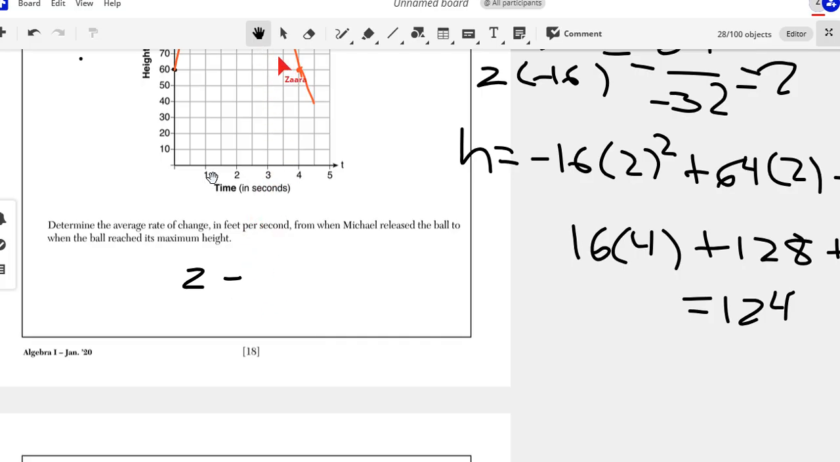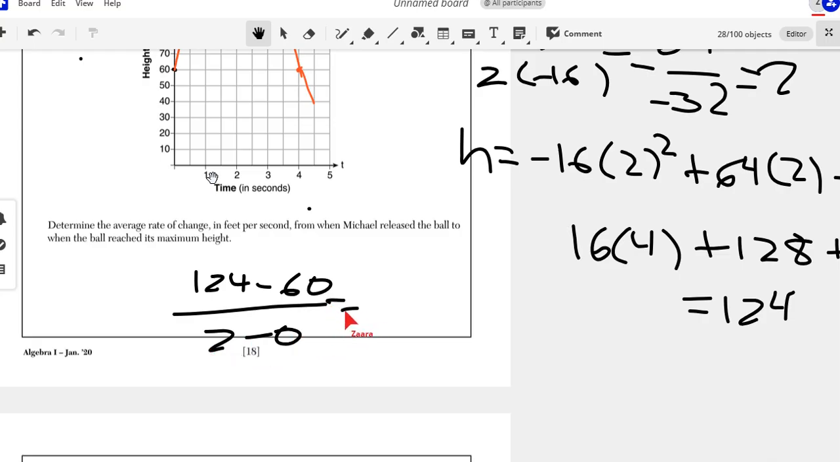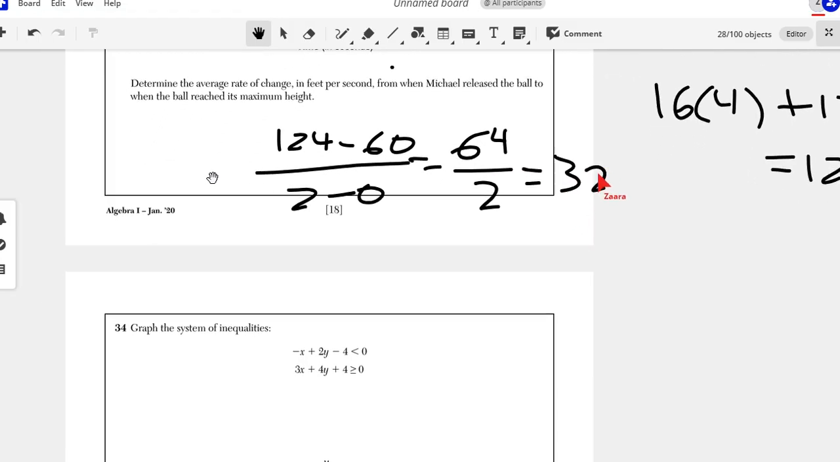Do I just do 2 minus 4? No, it would be 124 minus 60, over 2 minus 0. Exactly, that would be the correct one. We get 64 over 2. If we divide that, we get 32. So the average rate of change is 32.